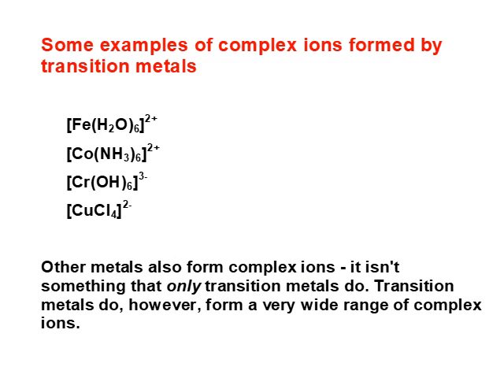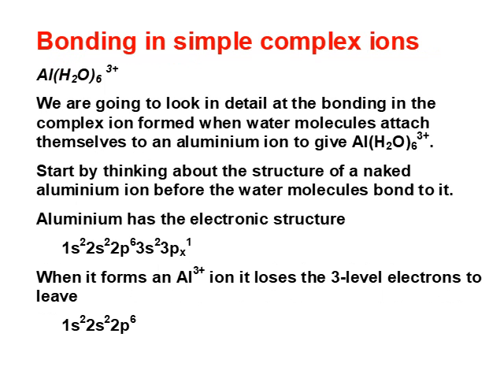Some examples of complex ions formed by the transition elements, we can have a look. Other metals also form complex ions, but transition metals form a very wide range of complex ions. Like you can see aluminium, we are going to look in detail at the bonding in the complex ion formed when water molecules attach themselves to an aluminium ion to give this complex ion.